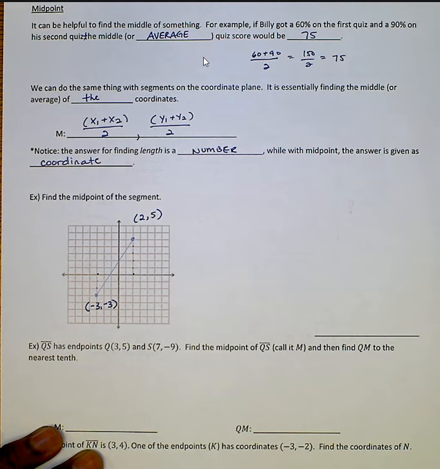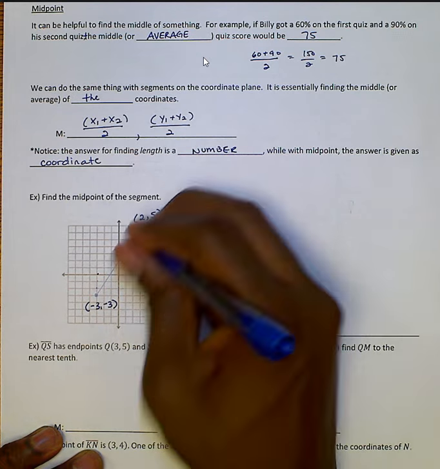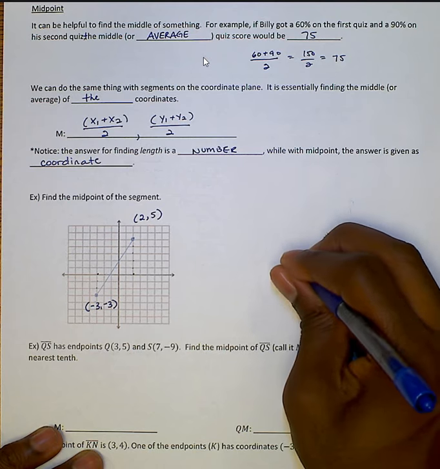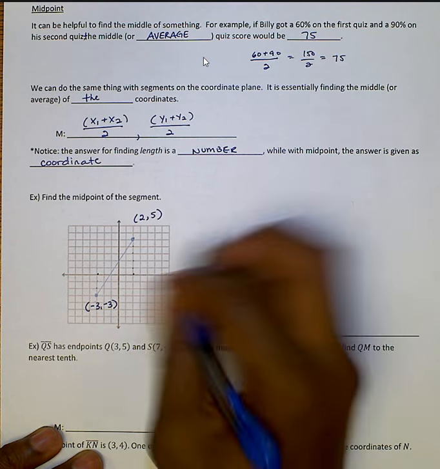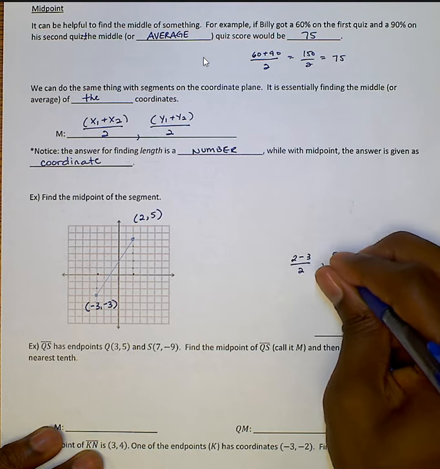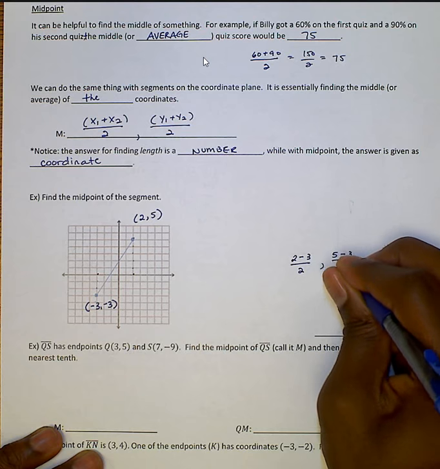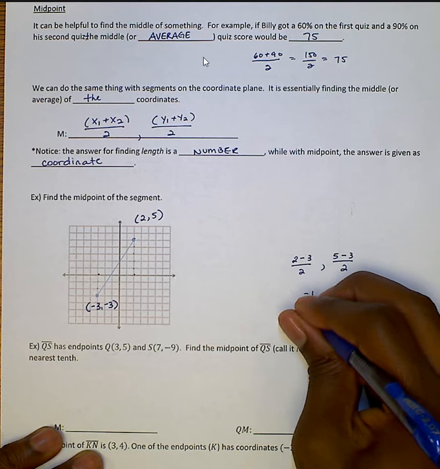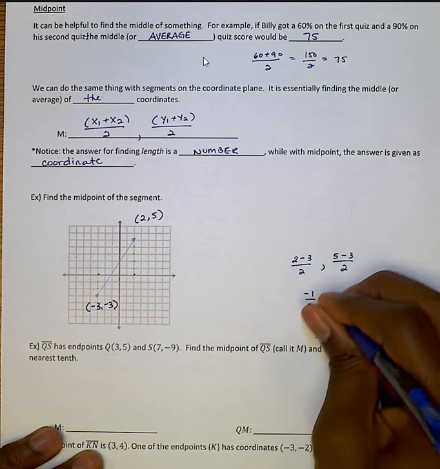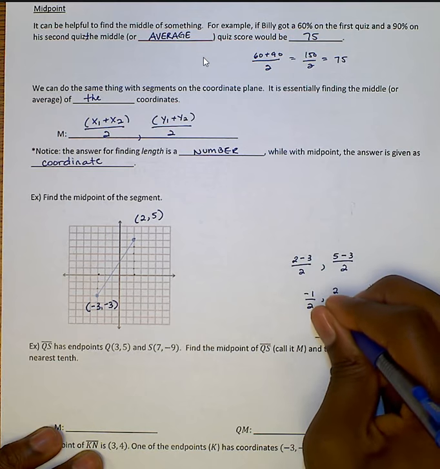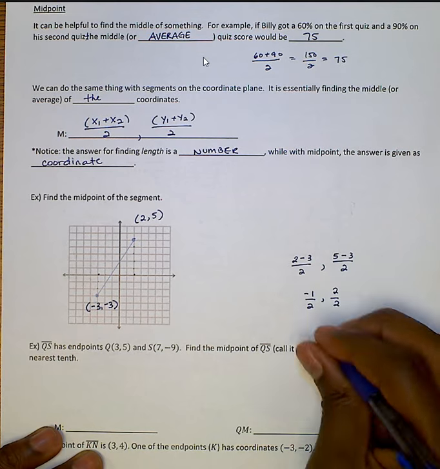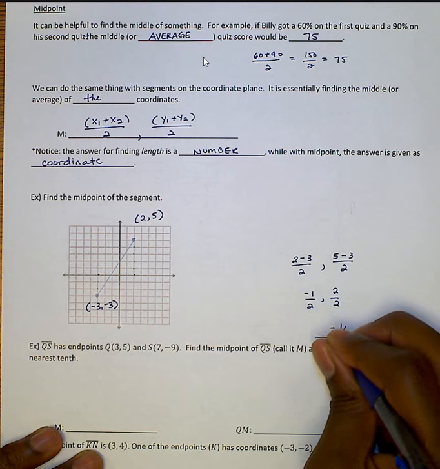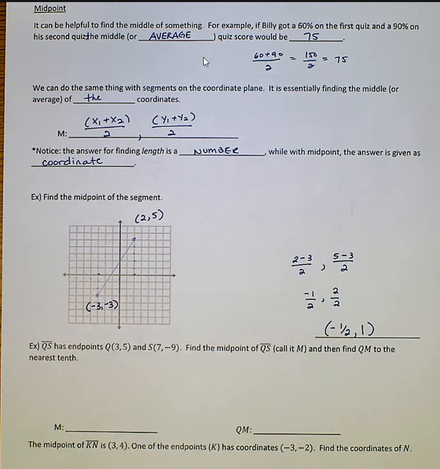And so now to find the average, I'm going to take the average of the x's. So 2 minus 3, or 2 plus -3 over 2. And 5 minus 3, or 5 plus -3 over 2. So 2 minus 3 is -1, -1 divided by 2. And then 5 minus 3 is 2 over 2. And so here are my coordinates. I'm just going to say negative 1/2, comma, 1. There's my answer.